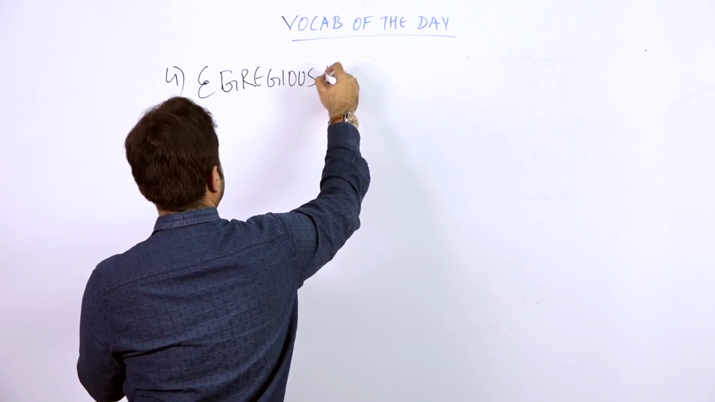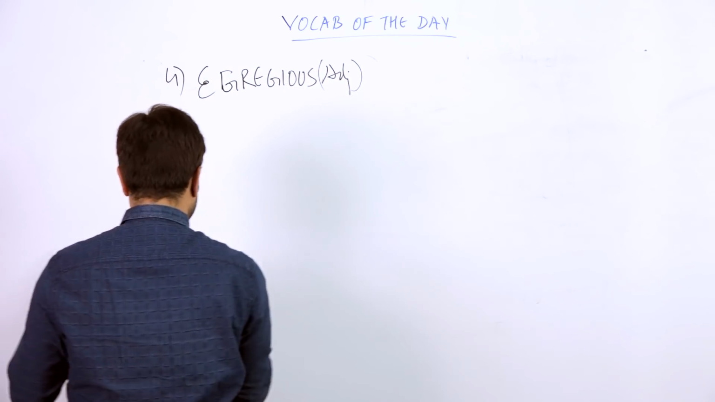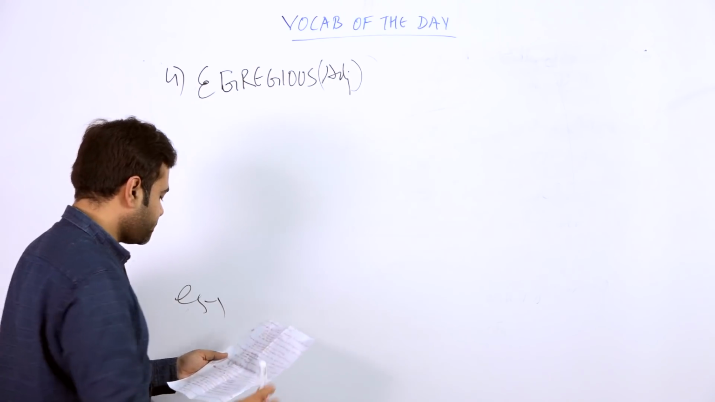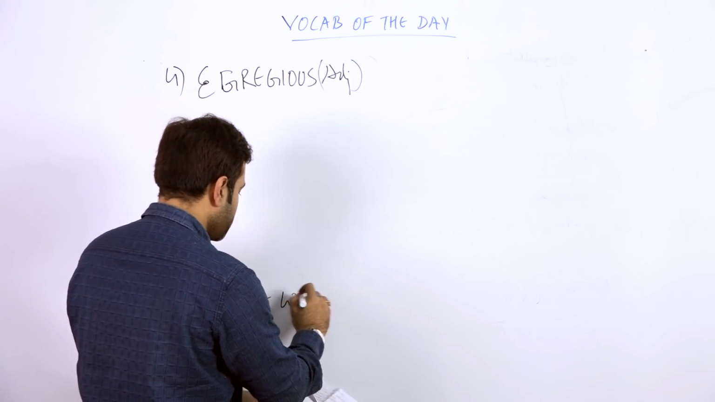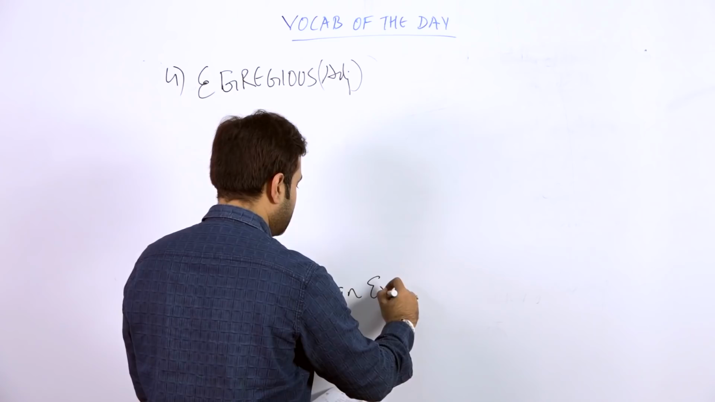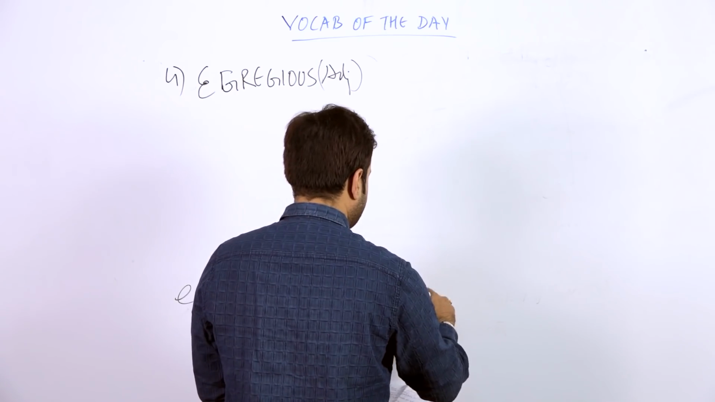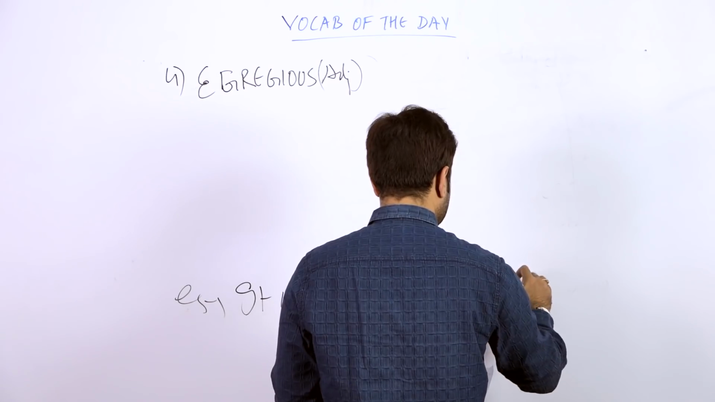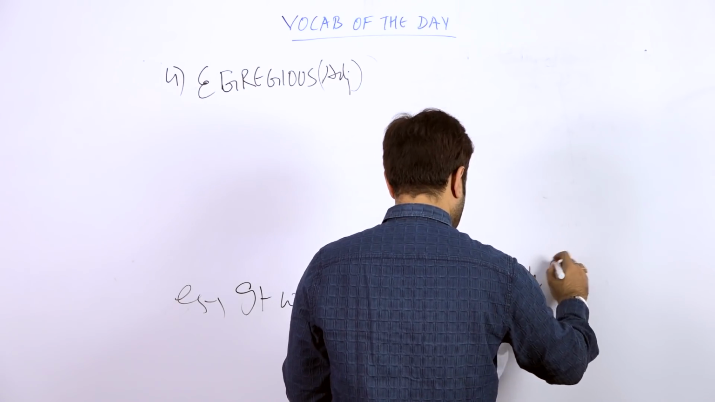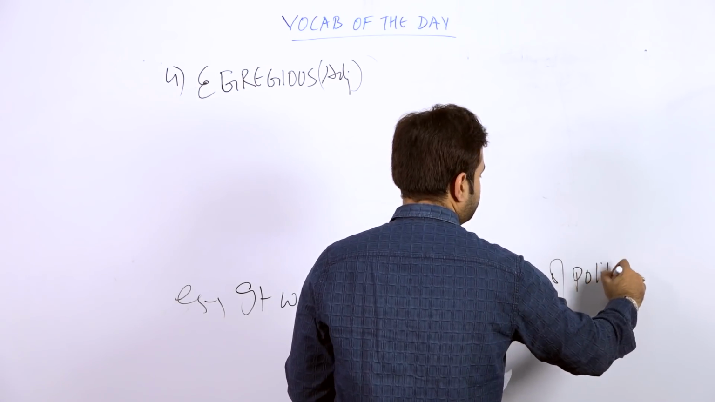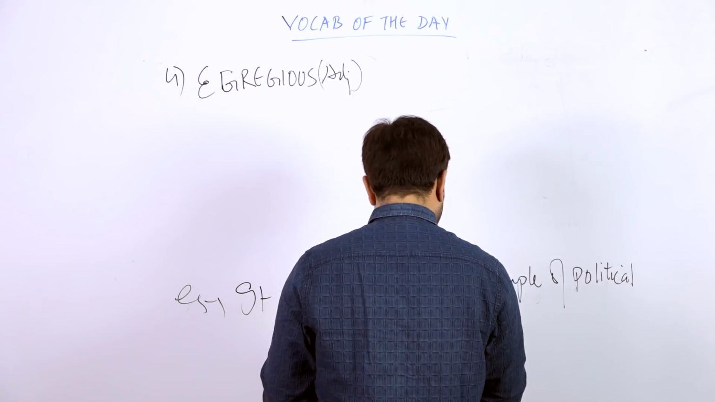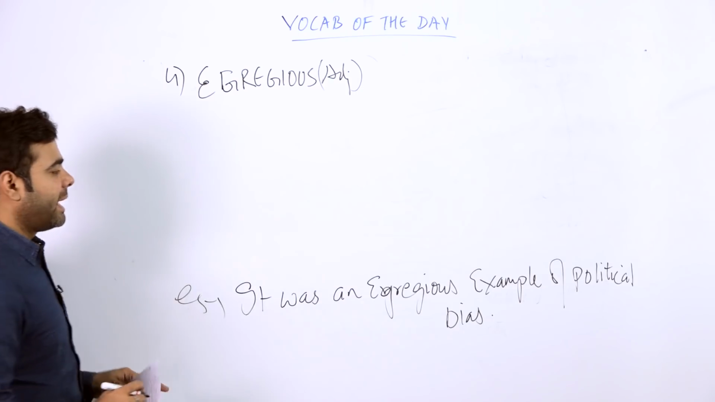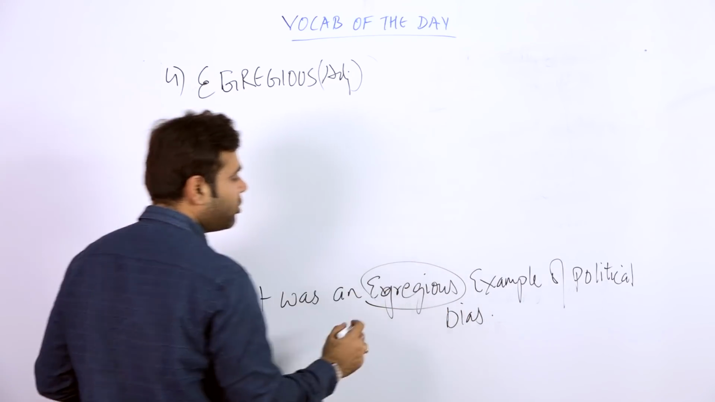E-G-R-E-G-I-O-U-S. Egregious, and this is an adjective. Okay, what is the sentence? Let's check it out. The sentence is, it was an egregious example of political bias. It was an egregious example of political bias.